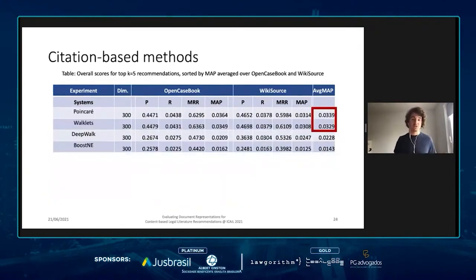In addition to the text-based approaches, we also evaluate citation graph embeddings. In this category, we have the SPAT method, Poincaré, closely followed by Walklets. Overall, we found that there's a strong dependency on the availability of citations. That's why we suggest that these citation methods are better combined with text-based methods.